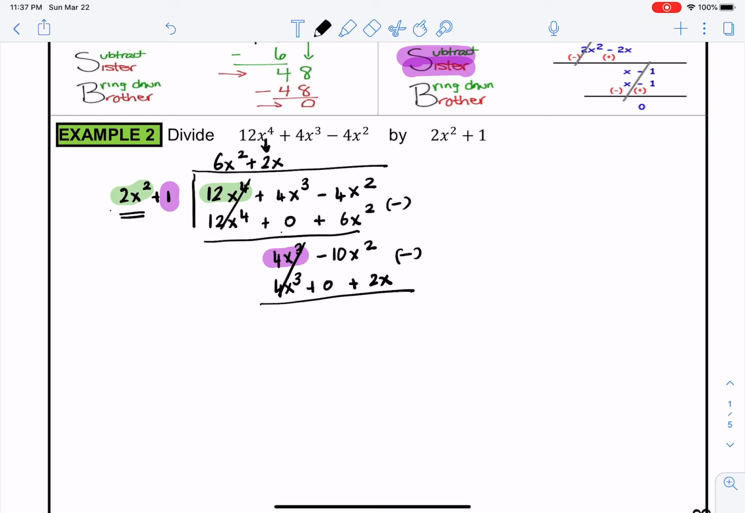Negative 10x squared minus 0 is negative 10x squared, and there is no x term, so I'm going to insert a 0 up there, and 0 minus 2x is minus 2x. The next step is to multiply the expression 2x squared by something over there, so that we end up getting negative 10x squared.